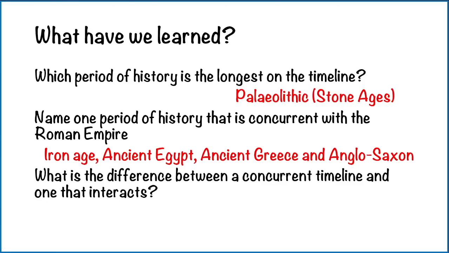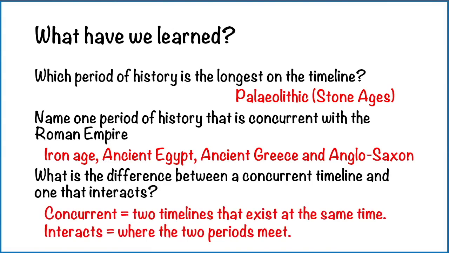Last but not least, question number 3. What is the difference between a concurrent timeline and one that interacts? So concurrent, that's where we get two periods of history that exist at the same time. Interact goes further. That's where those two periods meet for different reasons.